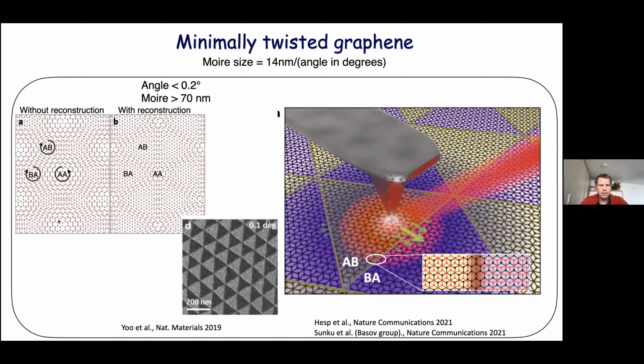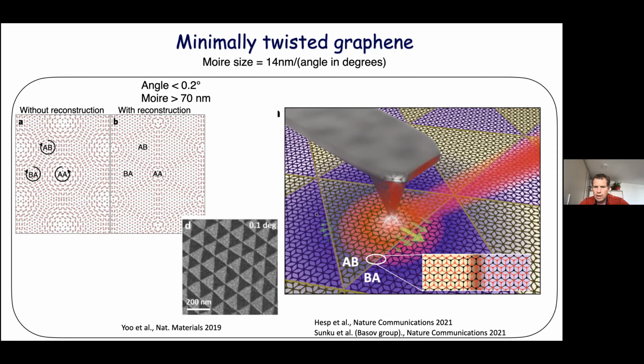So if you take the two lattices without the reconstruction, it looks like this. You get a hexagonal pattern. But if there's a reconstruction, then actually a triangular pattern emerges. And that is because the atoms like to reconstruct such to minimize their energy, which is actually the AB or BA stacking configuration, which means that the atoms on top and bottom layer are not on top of each other.